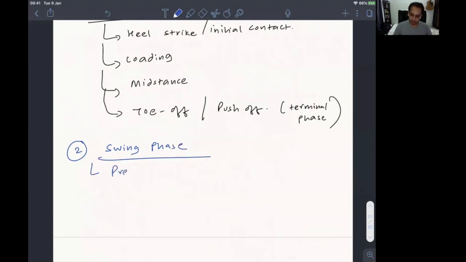One is called the pre-swing, in which your leg is behind your body, and then the initial, when the swinging starts, the mid, and the terminal swing. And this is again followed by heel strike. So then you're back to the stance phase.